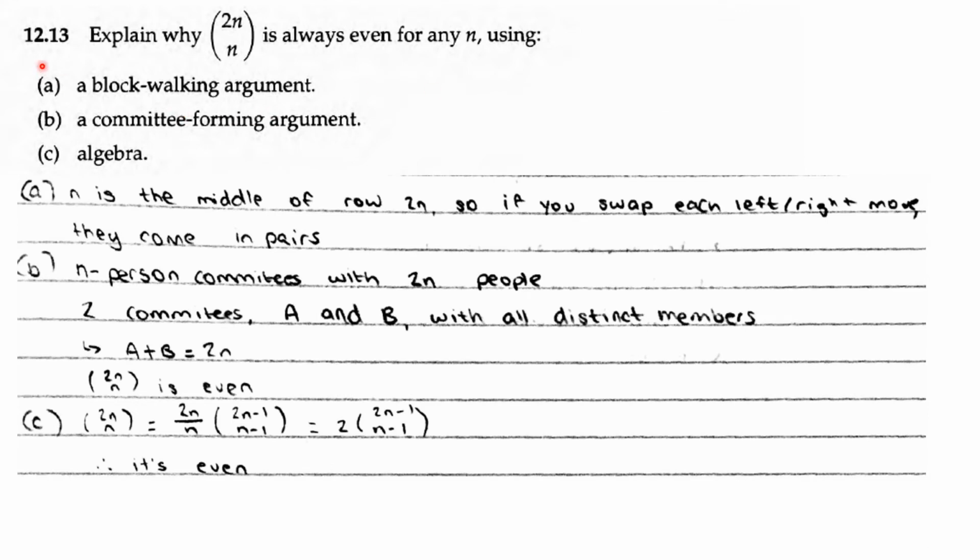AOPS Counting and Probability 12.13. Explain why 2n choose n is always even for any n using A, a block walking argument, B, a committee forming argument, and C, algebra.